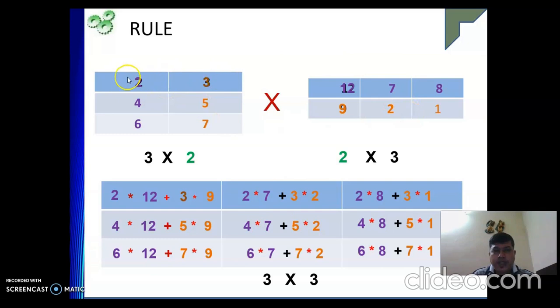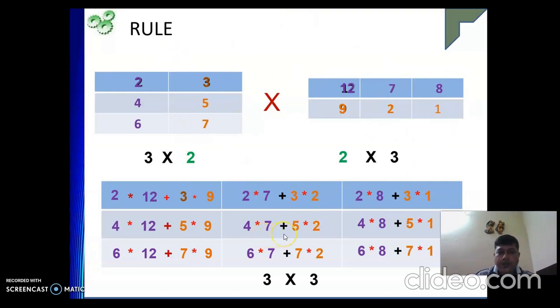So that means this particular row is multiplying with each of these columns. 2 is multiplied by 12, 3 is multiplied by 9, so this particular column is for one single cell. Then again for these two, it is multiplied by 7 and 2. So the second cell is done. Then these two are multiplied by 8 and 1. If this is clear, then we can understand the logic in the next one.